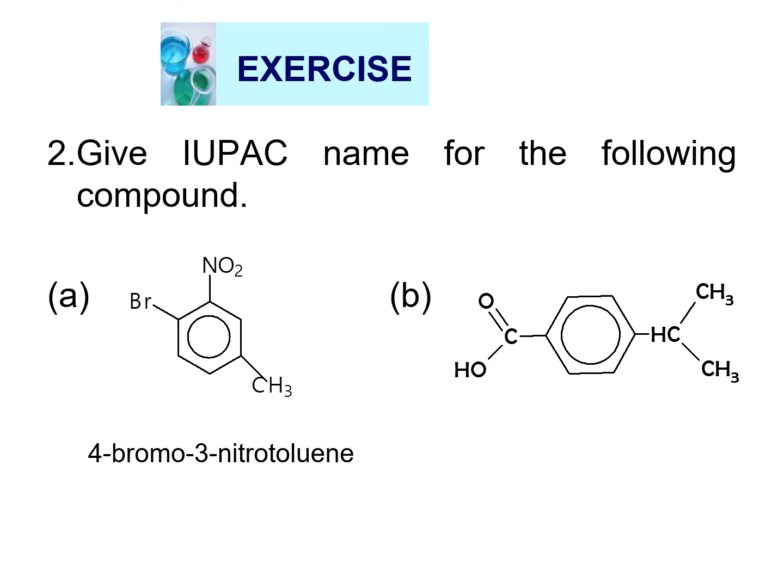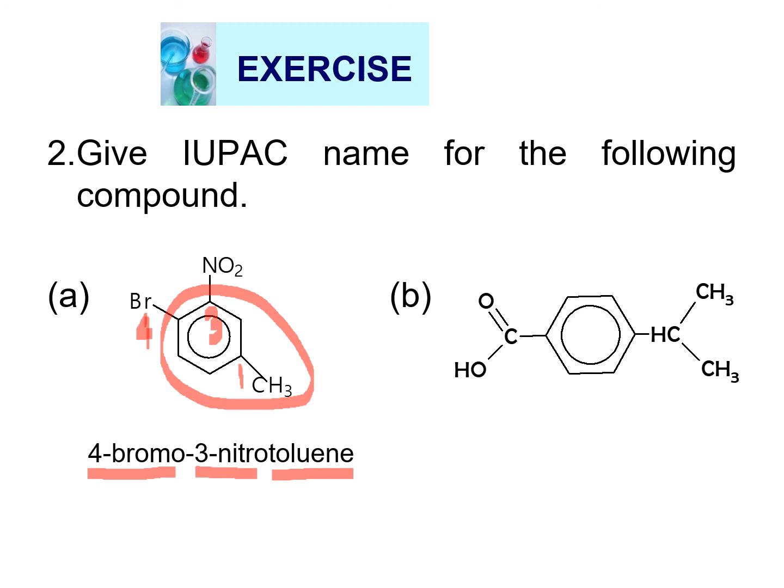For the second exercise, give the IUPAC name for the following compound. First, find out the priority between bromine, nitro, and alkyl. Alkyl has the highest priority among them. So the parent name is toluene. So methyl is numbered as carbon 1, followed by nitro bonded at carbon 3, and bromine is numbered as carbon 4. So the name becomes 4-bromo-3-nitrotoluene.